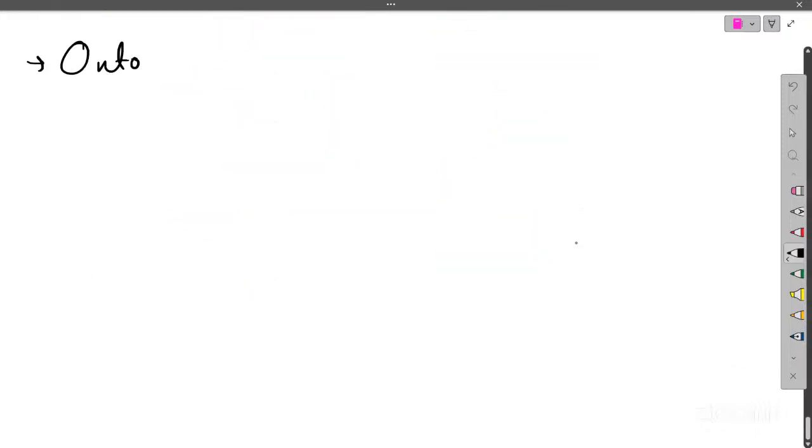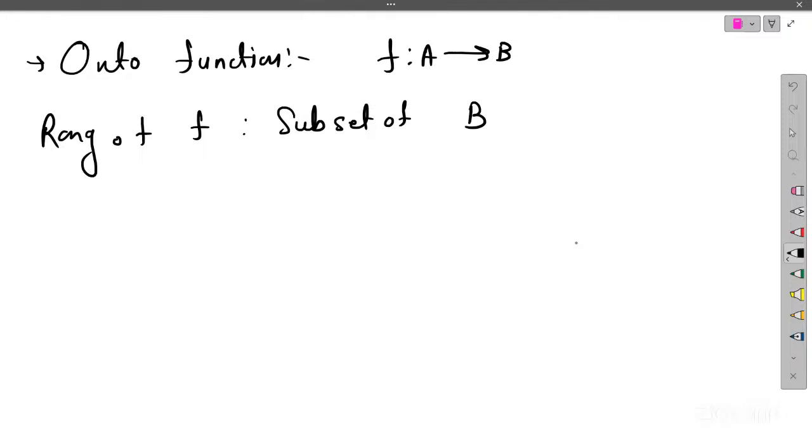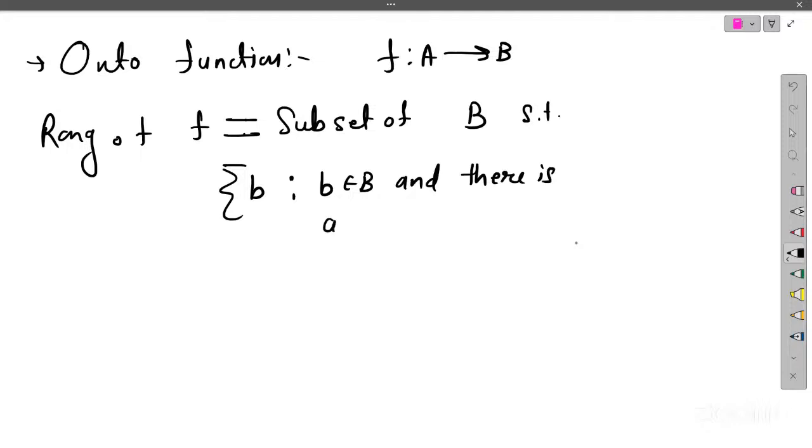So now, what is an onto function? We know what the range of a function is. The range of a function f is nothing but a subset of the codomain, a subset of the set B. If f is a function from A to B, then the range of f, in set comprehension notation, is the collection of all elements b in B such that there is an a in A such that f takes a as input and gives b as output.